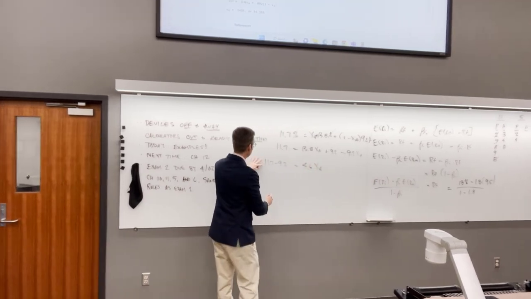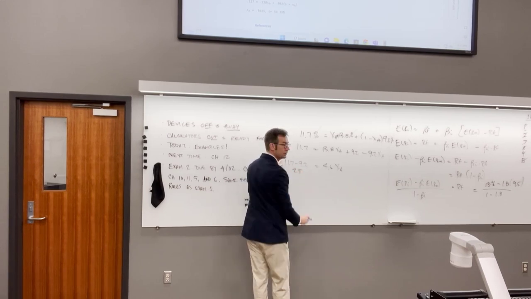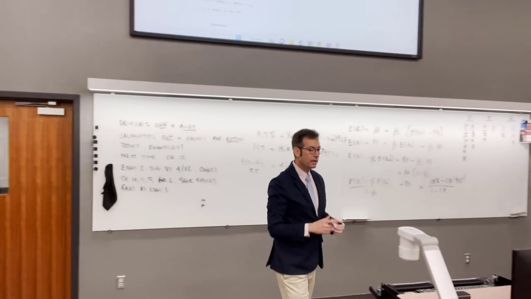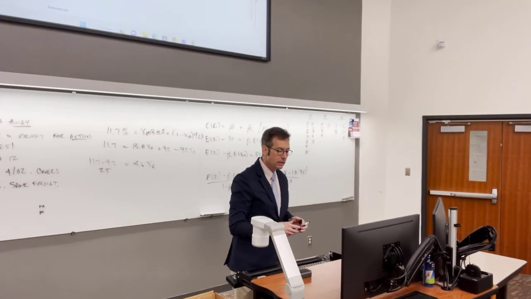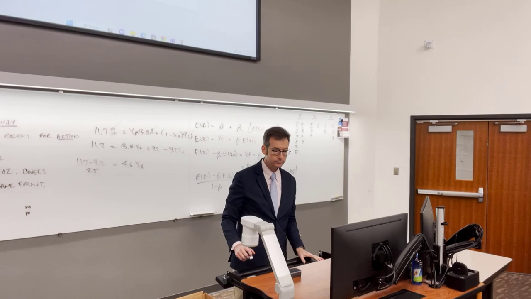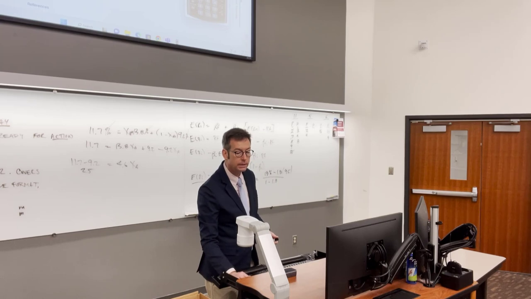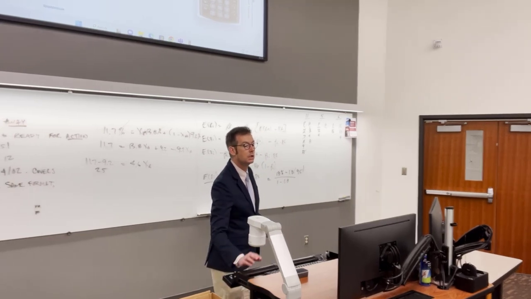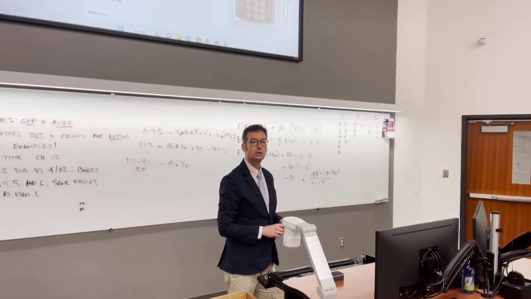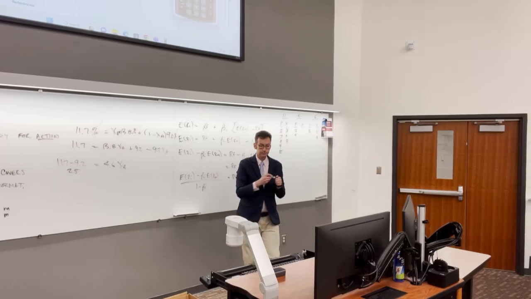And so what is 11.7 minus 9.2? I think it's what, 2.5? Is that correct? And so X sub A is just going to be 2.5 divided by 4.6. Let's make sure that's right. 2.5 divided by 4.6. There we go. Any questions? Okay. Next one. Number four.